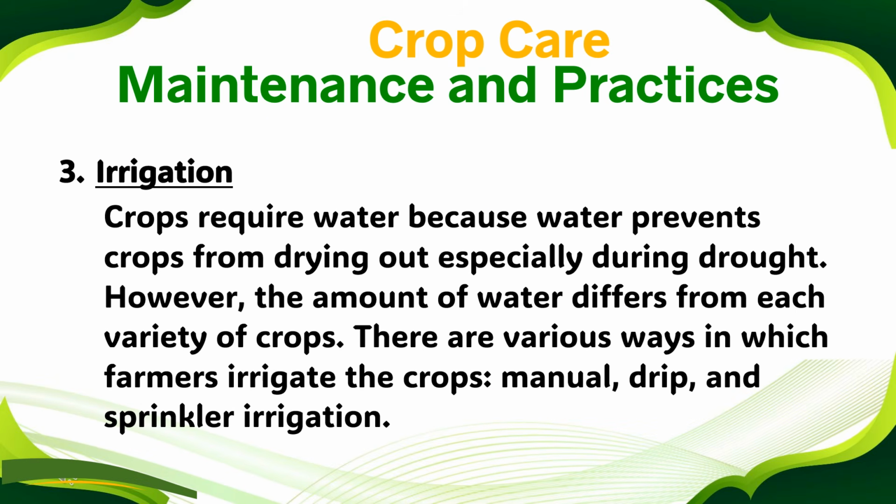Next is the irrigation. Crops require water because water prevents crops from drying out, especially during drought. However, the amount of water differs for each variety of crops. There are various ways in which farmers irrigate the crops: manual, drip, and sprinkler irrigation.